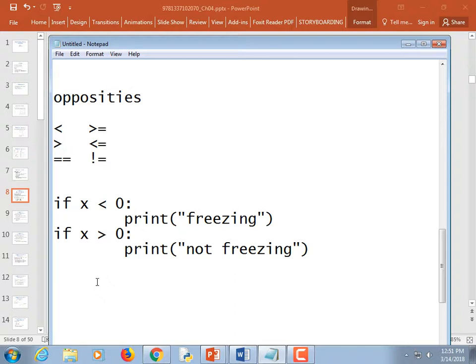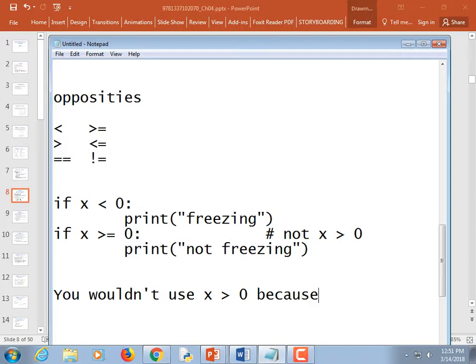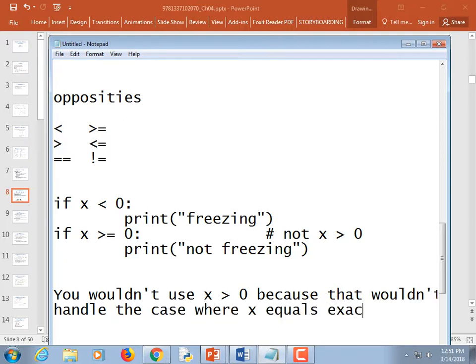So if you were going to word your logic like that, you would want to put the opposite there so that it would catch the 0 case. Better yet would just be to put an else, right? Because then you know it's going to do the opposite. I'll add that as a comment. You wouldn't use x greater than 0 because that would not handle the case where x equals exactly 0. Opposites. Let's correct the spelling of that.